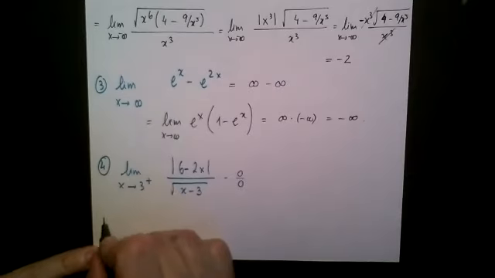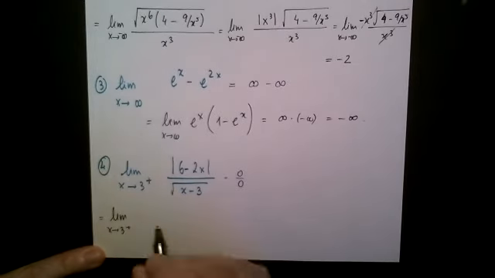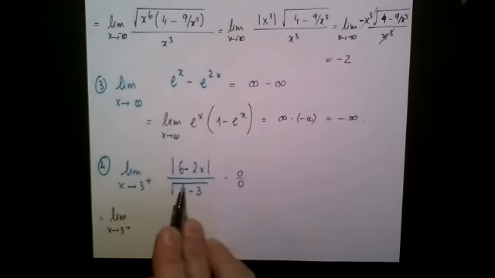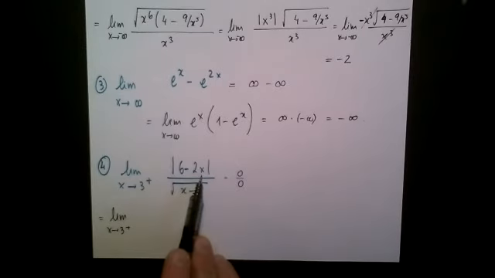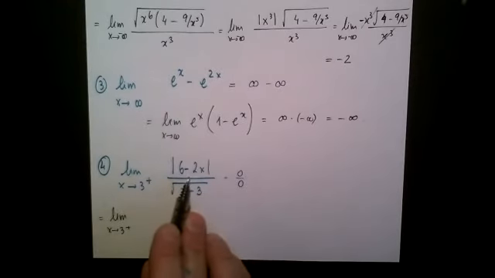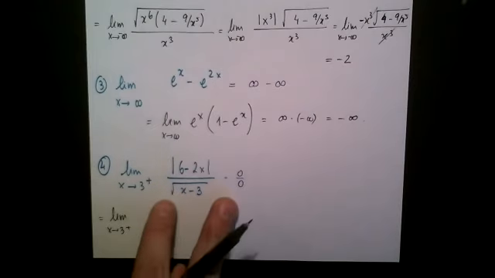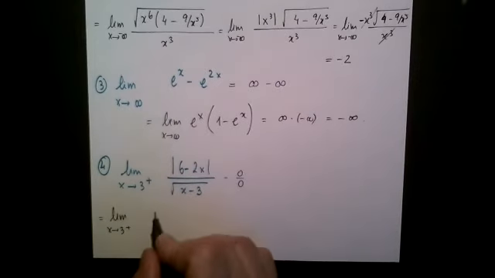And this is equal to the limit as x approaches 3 from the right. So I'm going to get rid of the absolute value. If x is approaching 3 from the right, that means that x is bigger than 3, so 2x is bigger than 6, and so this will be negative. So what's inside the absolute value will be negative. And so if I need to take out the absolute value, I need to put a minus in front.